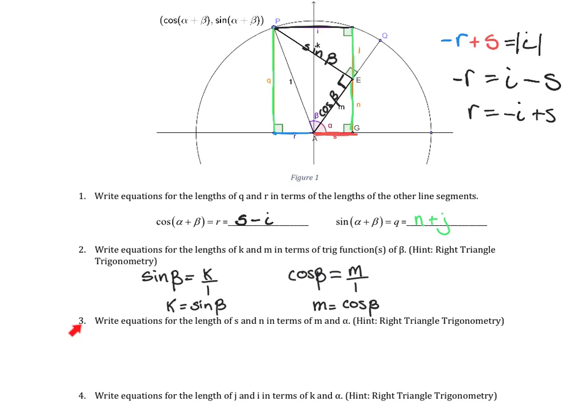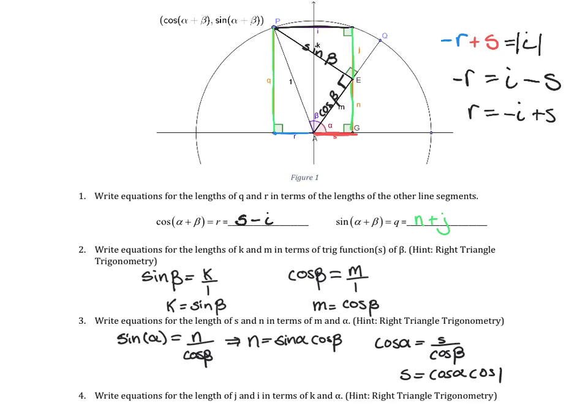Okay, moving on, write equations for the lengths of s and n in terms of m and alpha. So s is right here, n is right there. And again, the hint is right triangle trigonometry. So I'm just going to write out what the sine of alpha would be. The sine of alpha would be the opposite over its hypotenuse. Notice we have said that its hypotenuse is cosine of beta. That means n is sine alpha cosine beta. Now we're going to do cosine of alpha as adjacent over hypotenuse. So the cosine of alpha is s over cosine beta. So we now have that s is cosine alpha cosine beta.